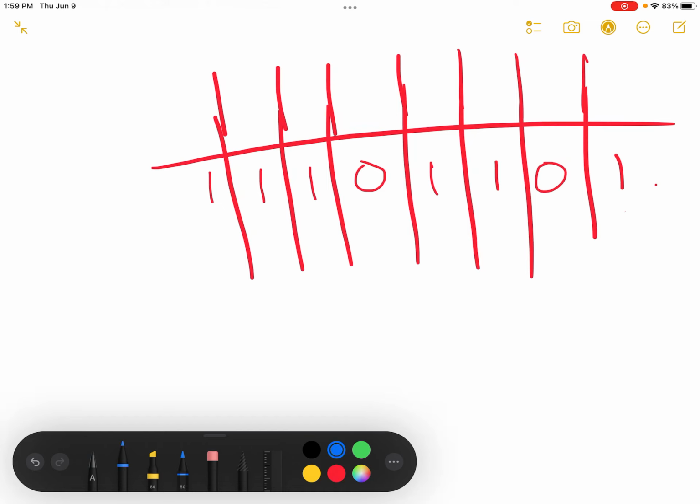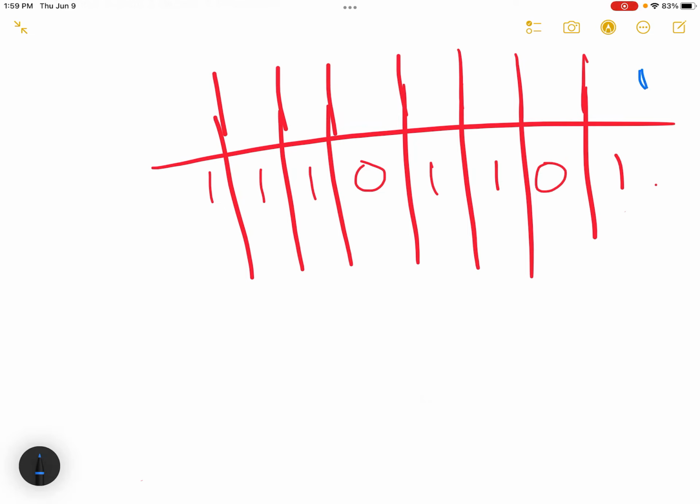What happens here is we use the place values of binary. The first place value is 1, the second place value is 2, and the third place value is 4. Actually you multiply every number by 2. So 2 times 4 is 8, 8 times 2 is 16, 16 times 2 is 32, 32 times 2 is 64, and 64 times 2 is 128.